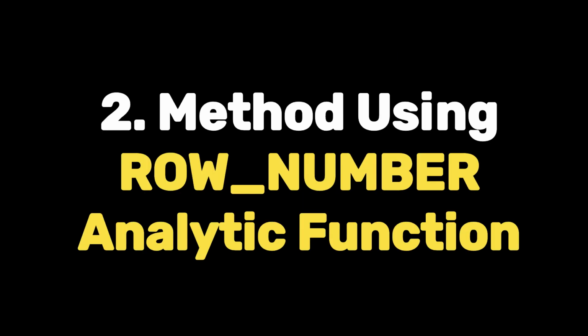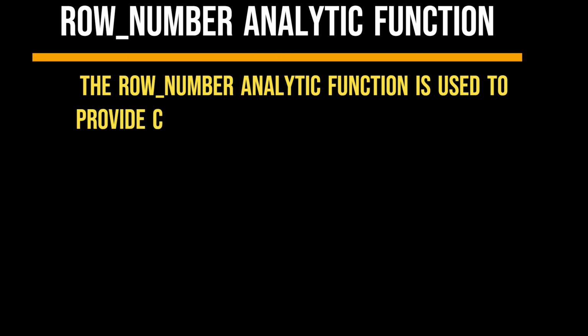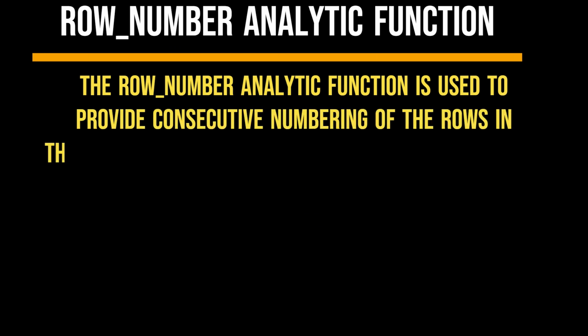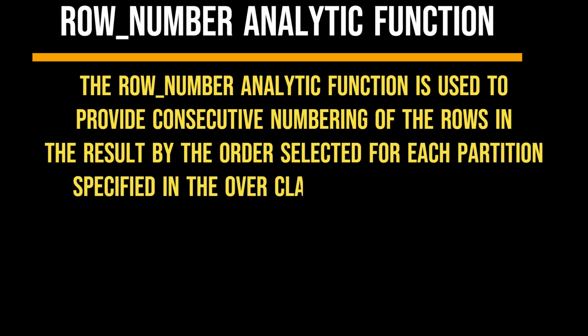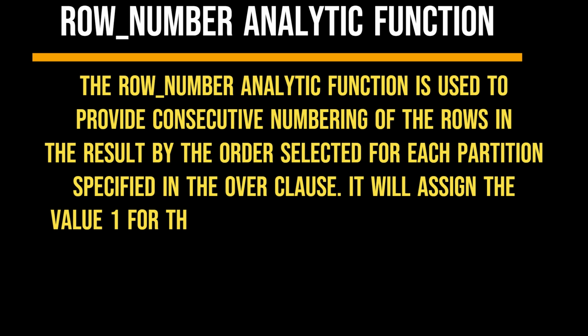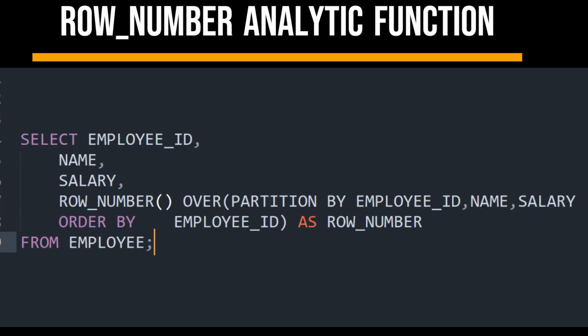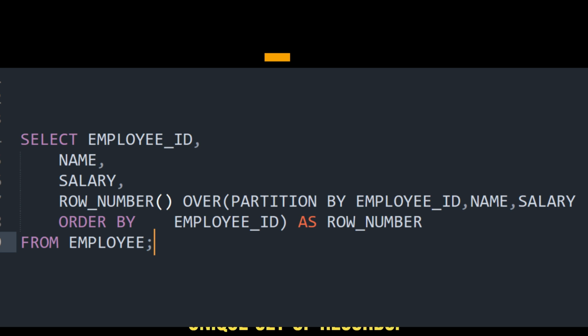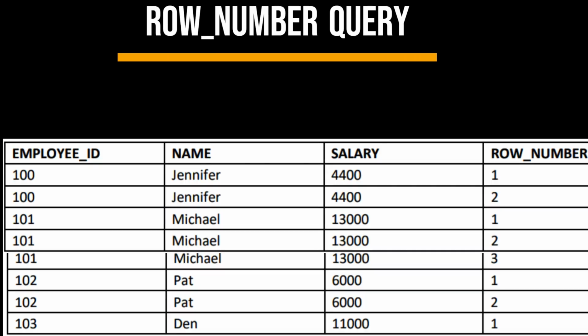Method 2. Using row_number analytic function. The row_number analytic function is used to provide consecutive numbering of the rows in the result by the order selected for each partition specified in the over clause. It will assign the value 1 for the first row and increase the number for the subsequent rows. Using row_number analytic function, assign row numbers to each unique set of records. After running the following SQL query, we will see the following result. Run the query in SQL Server to see the result.